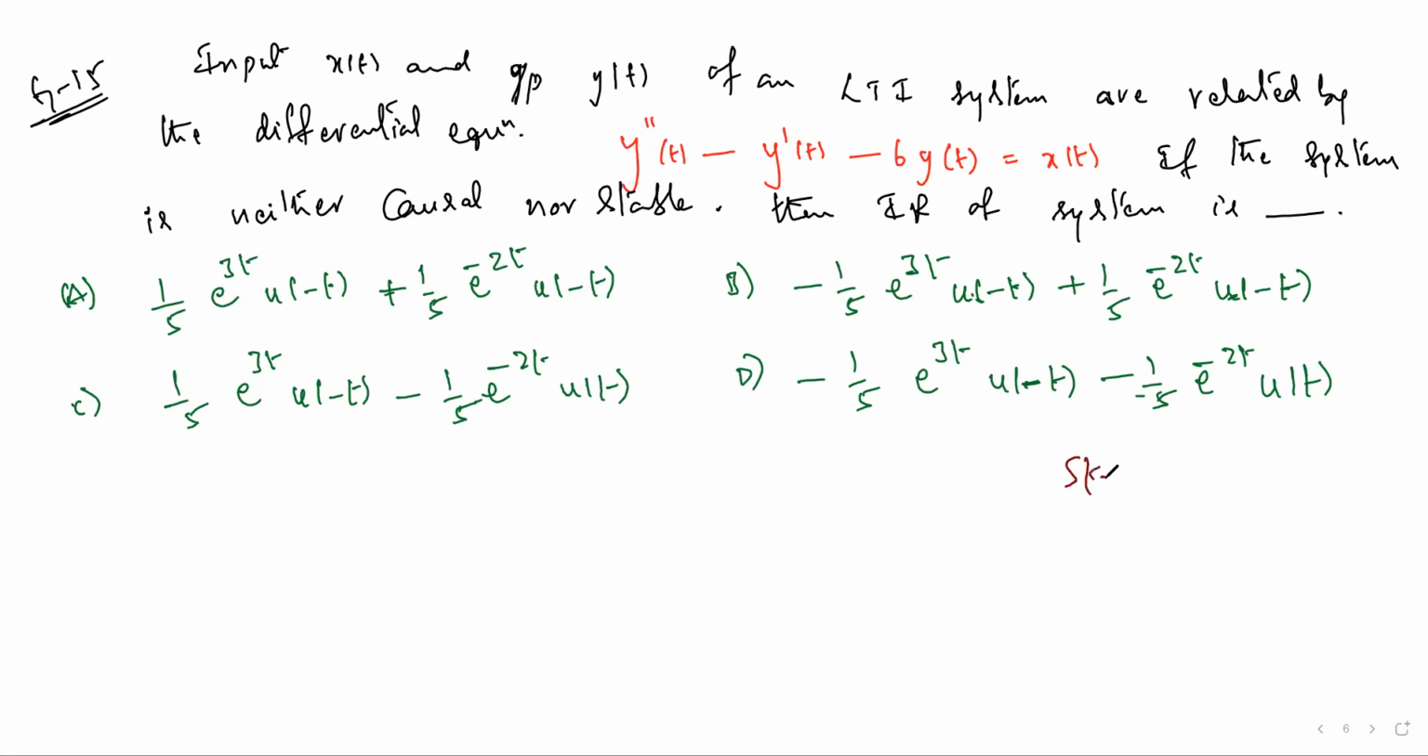Stability: the j omega axis should be included in the ROC. Causality: the signal should be left side. Based on these two conditions, analyze the Laplace transforms.